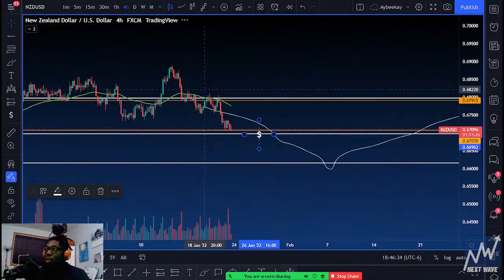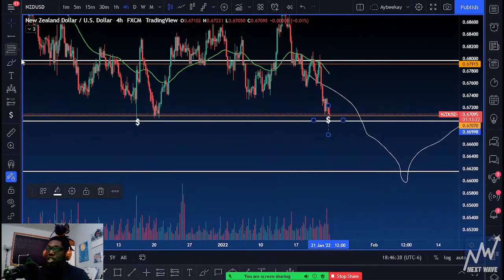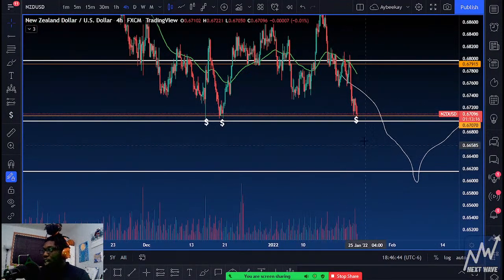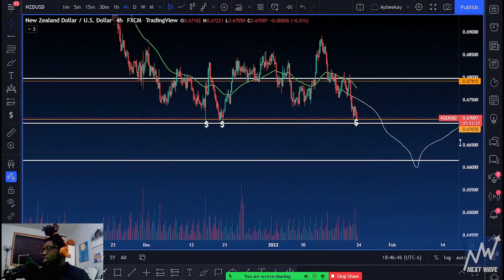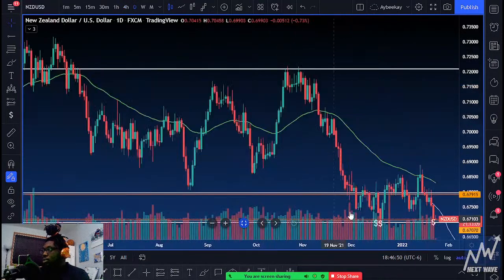If we go on to the 4-hour time frame, you can see multiple times when price is rejected off of this zone, which only strikes me more of, oh, there's going to be a potential move to the downside before price even thinks about going bullish. So let's go on to the daily.